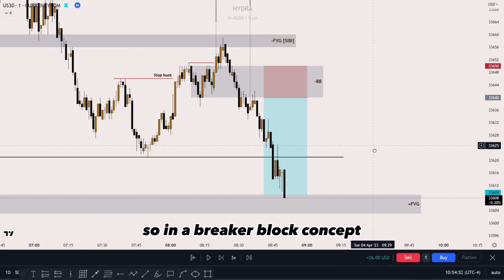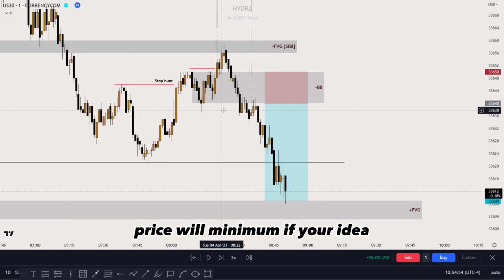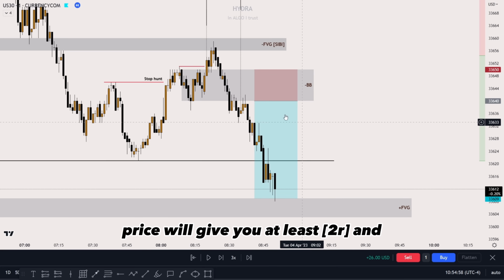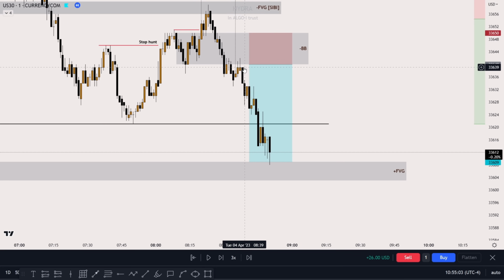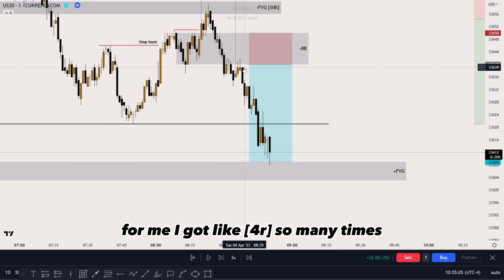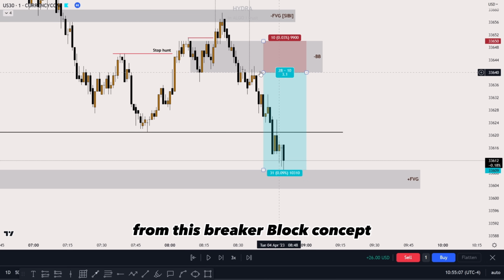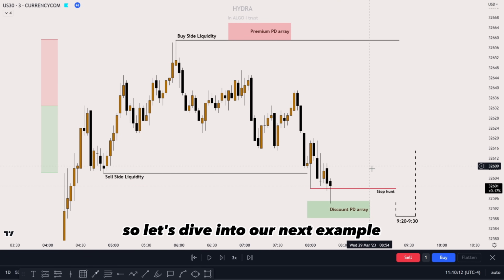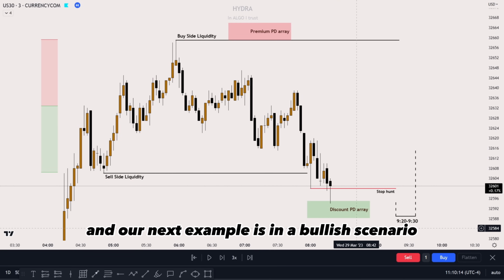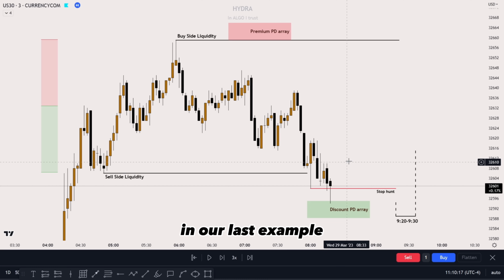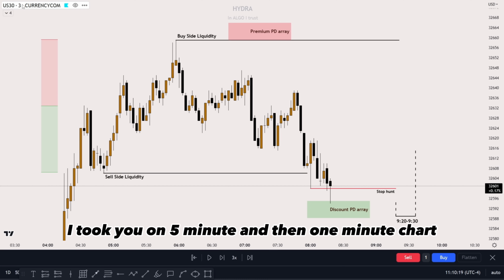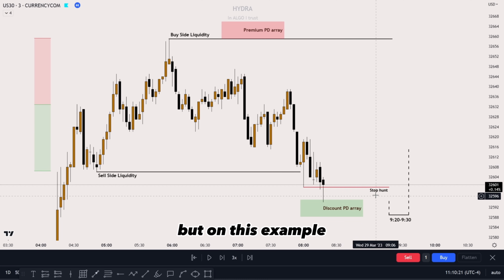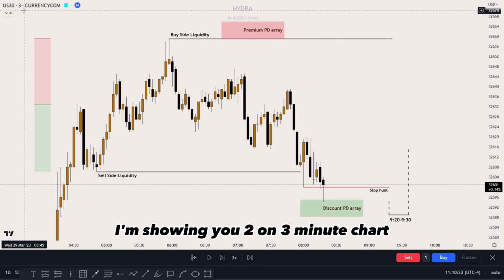So in a breaker block concept, price will minimum, if your trade idea is correct, price will give you at least 2R, and for me I got like 4R so many times from this breaker block concept. So let's dive into our next example, and our next example is on bullish scenario. In our last example, I took you on 5 minute and then 1 minute chart, but on this example I'm showing you to on 3 minute chart.